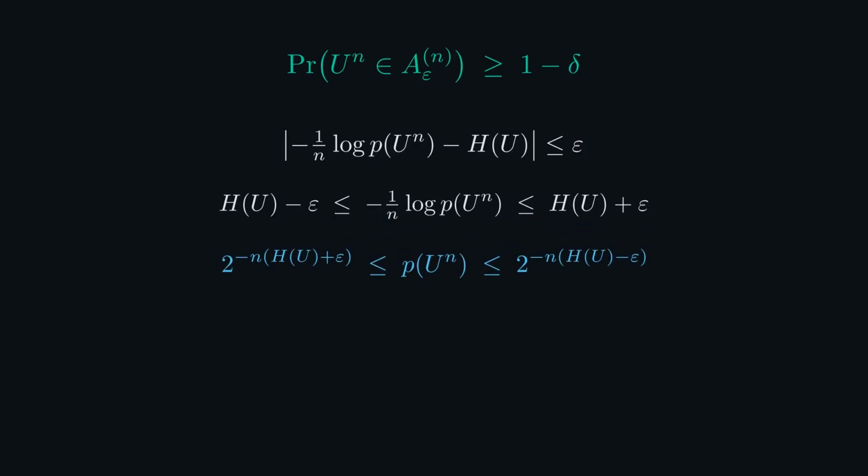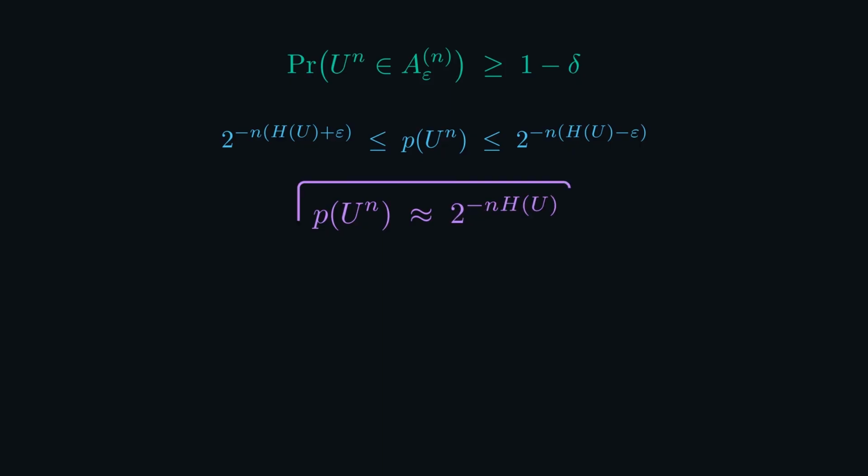With epsilon small, this means that all typical sequences have about the same probability, that is about 2 to the negative n times the entropy. This is where the equipartition comes from. The probability mass is almost uniformly partitioned across typical sequences as n gets large.